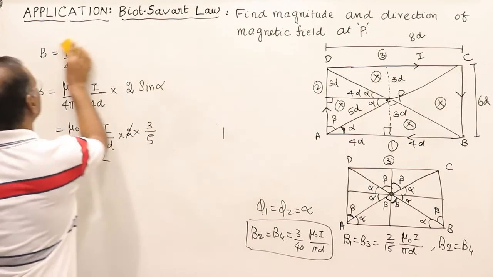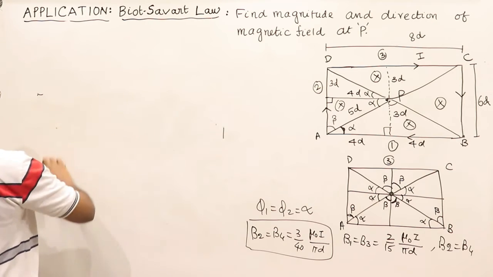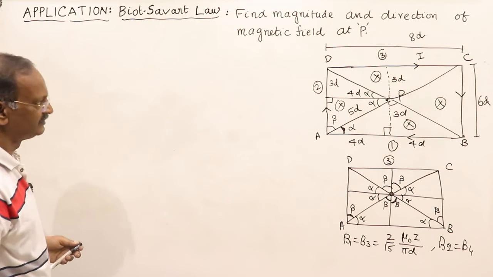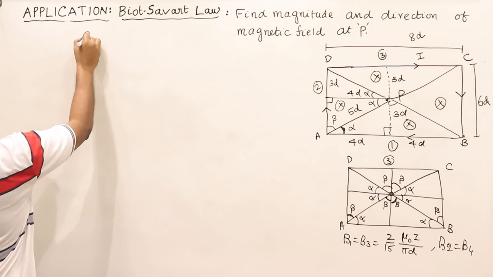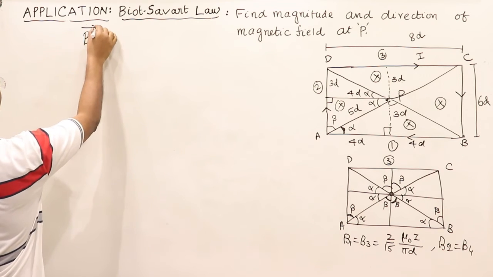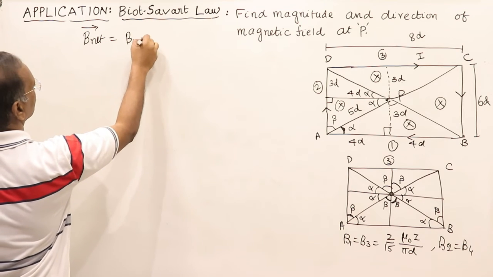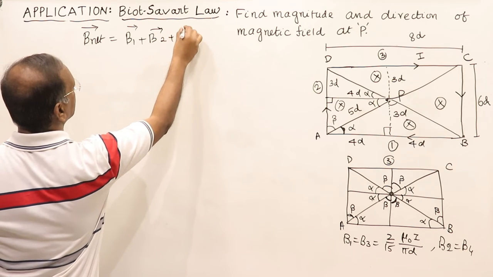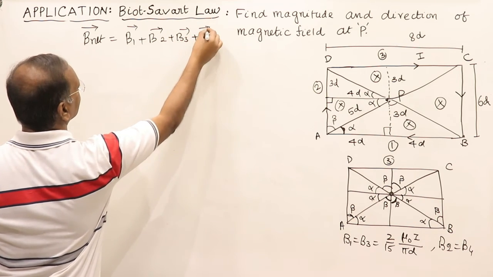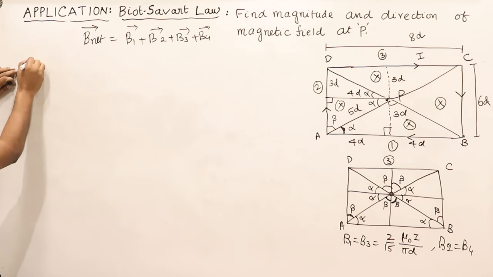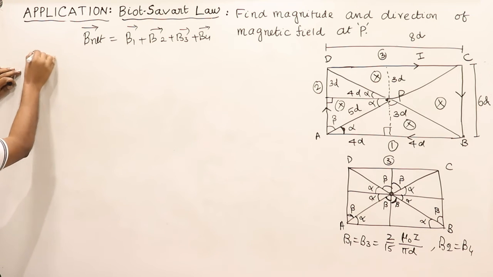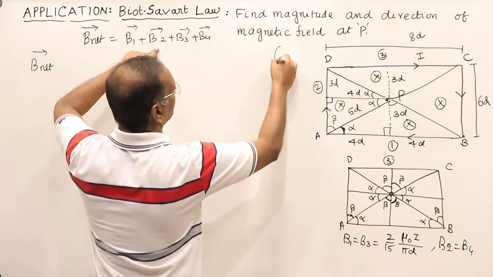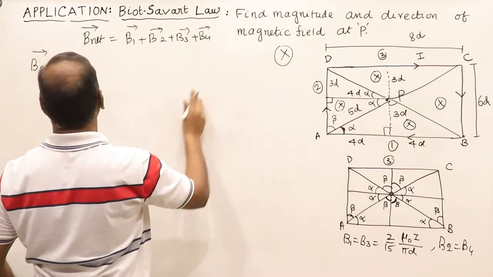Now, what is the net magnetic field? Net magnetic field is B1 plus B2. We have to add it as vectors. So B net is equal to B1 plus B2 plus B3 plus B4. That is vector addition. All are into the plane, this also into the plane, this also into the plane. It means all are into the plane of the board. So we can write it.